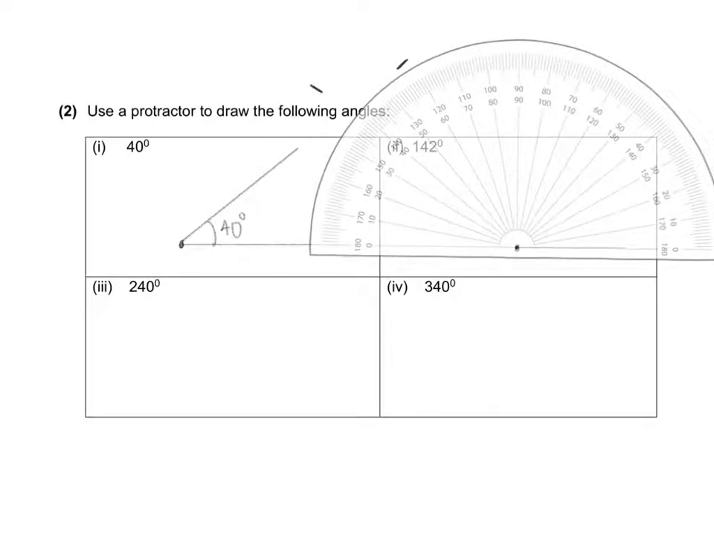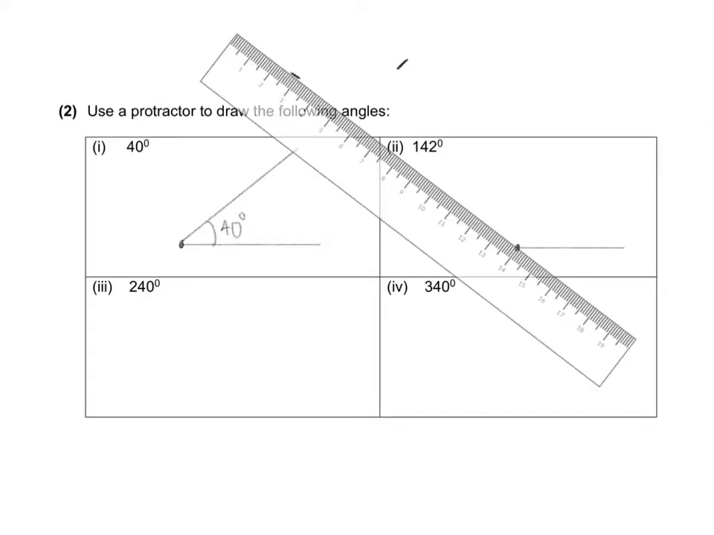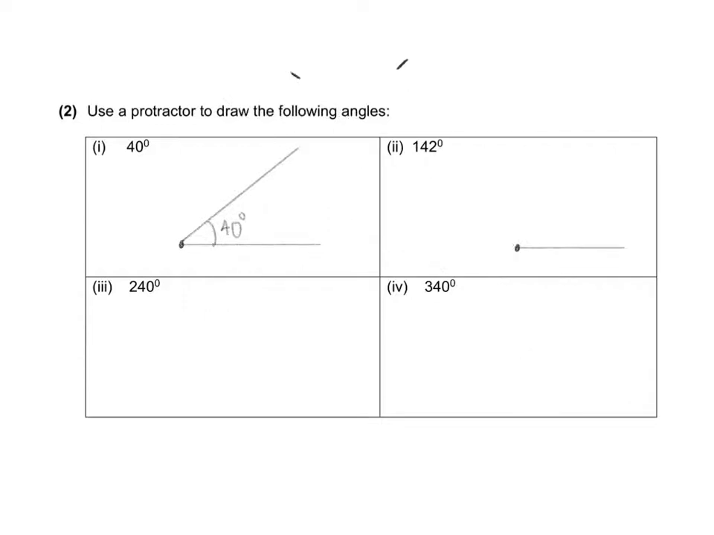Okay, then I'm going to make my protractor disappear. Then making use of a ruler, I'm going to join the marking to the center of the point over here, as you can see. And I'll draw a line to connect the angles. So it doesn't need to exceed too much. So this will be my line, 142 degrees. Next, I'm going to draw 240 degrees.